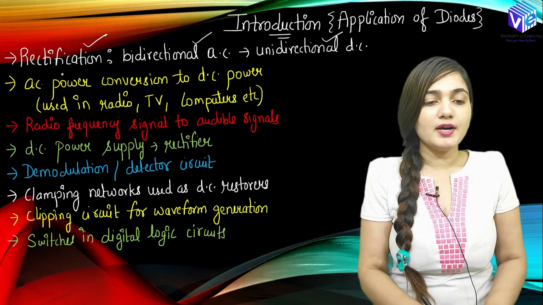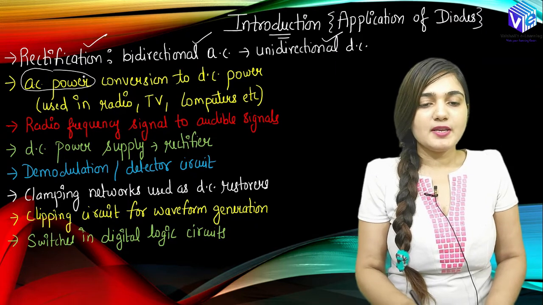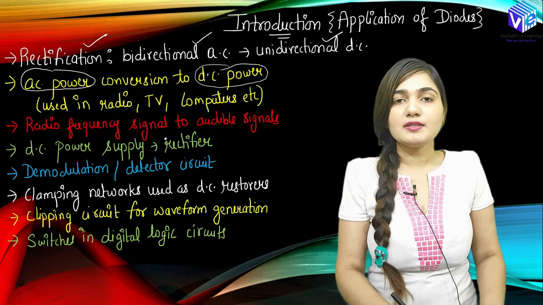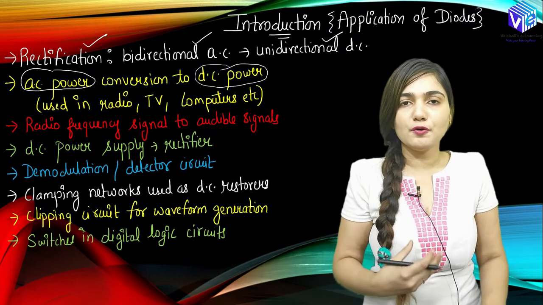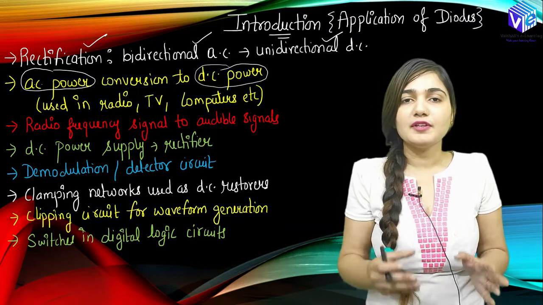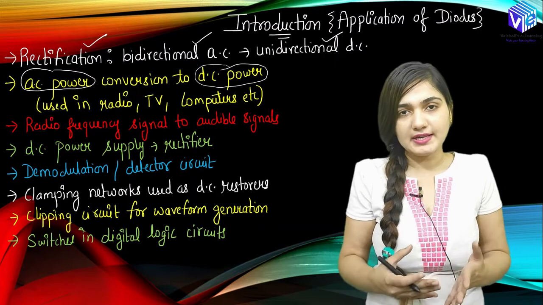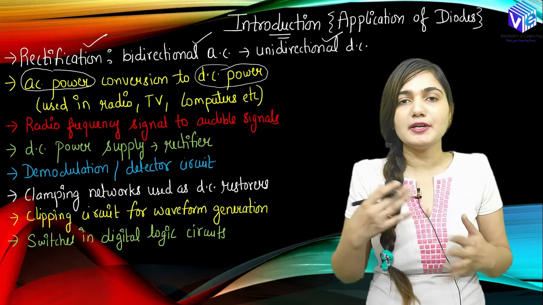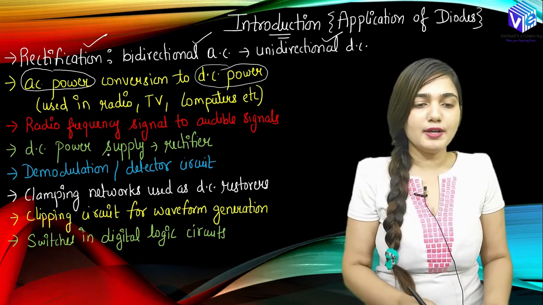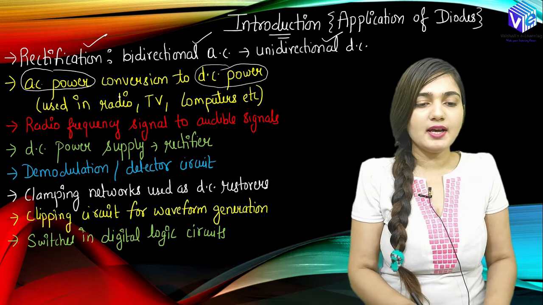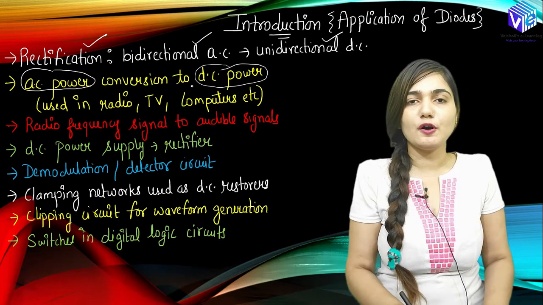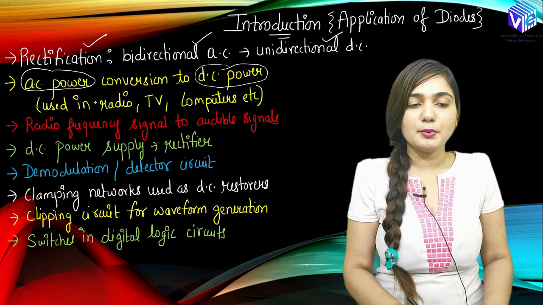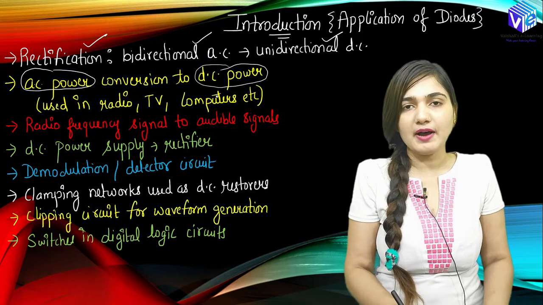So it is going to convert the AC power to the DC power. Why do we require to convert them? Because the power that is delivered to our home is AC power, and most of the electronic appliances work on DC power. So we need a converter which converts the AC power into the DC power. So we will be using it in the radio, TV, computers. All of these electronic components are using diodes which convert the AC power into the DC power.